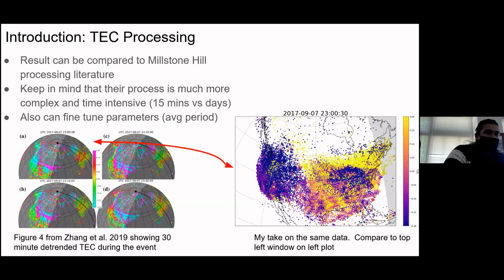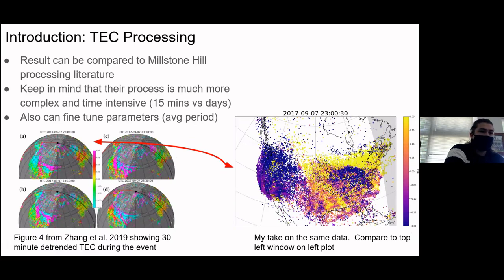So I did not come up with this. There's lots of studies that use detrended TEC, and I basically use these studies to make sure that my algorithms work correctly. So here's an example of a paper, Zhang et al. 2019, showing a 30-minute detrended window for a TEC event over the US. And basically, this is my take on it. So this would be like the upper left window here. And you can see kind of like a horseshoe effect here, and you can see it here. And basically, I just worked on these algorithms until it looked pretty similar. And I was like, okay, good enough.